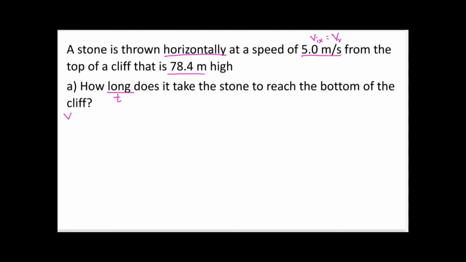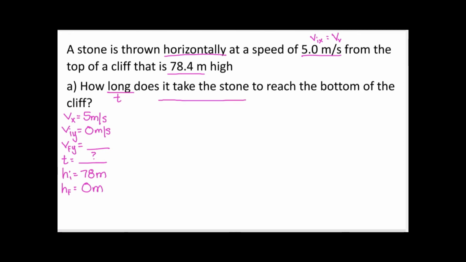So let's go ahead and write down what we know. We know that our Vx is 5 meters per second. We know that it was thrown horizontally, so that's telling us that our initial y velocity is 0. That also means that at some point we'll have a final y velocity, but we don't know that yet. We also need a time, which is the thing we're going to look for right now. And we know our initial height is 78.4 meters, and we have a final height of 0 meters because it's starting up high and going down. So even though they only gave us two numbers, we actually have four different numbers here.